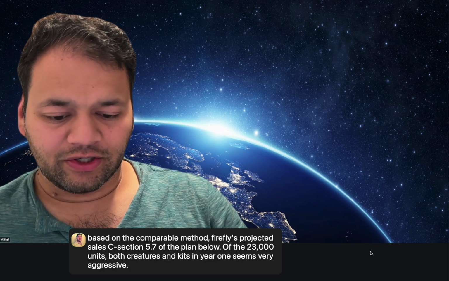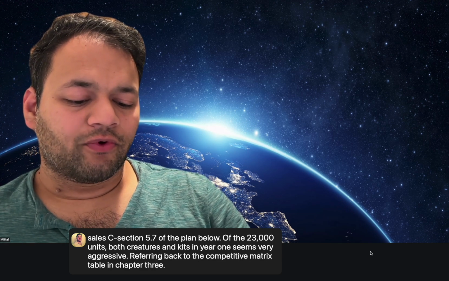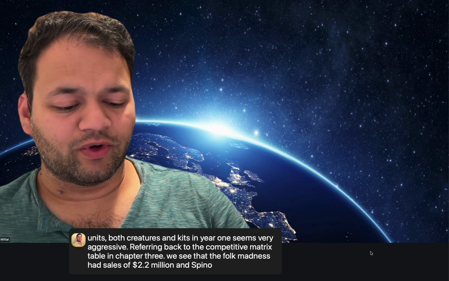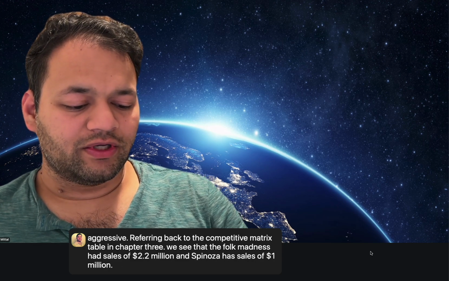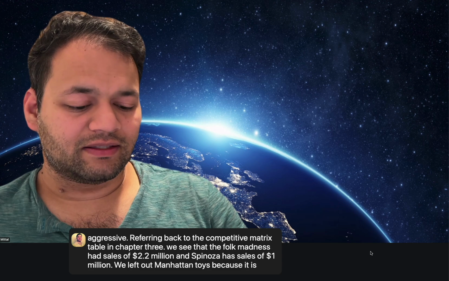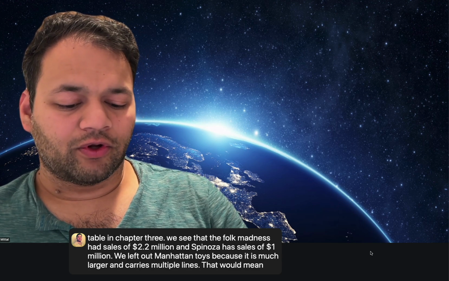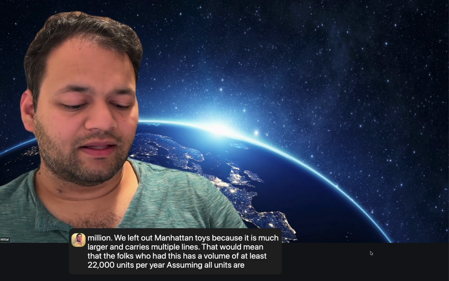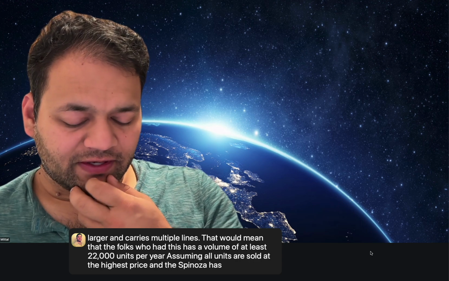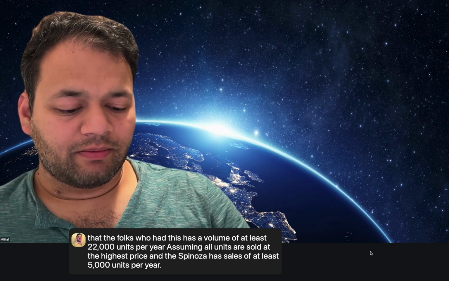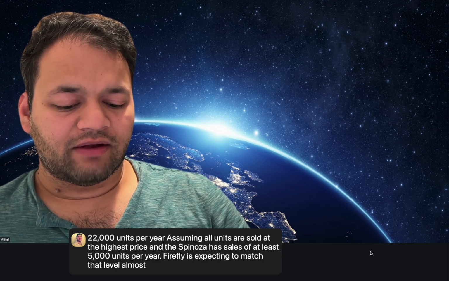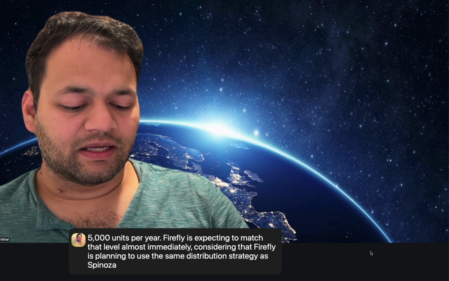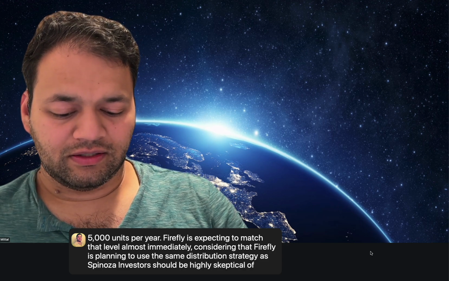Referring back to the competitive matrix table in Chapter 3, we see that Folkmanis had sales of $2.2 million and Spinoza has sales of $1 million. We left out Manhattan Toys because it is much larger and carries multiple lines. That would mean that Folkmanis has a volume of at least 22,000 units per year, assuming all units are sold at the highest price, and Spinoza has sales of at least 5,000 units per year. Firefly is expecting to match that level almost immediately. Considering that Firefly is planning to use the same distribution strategy as Spinoza, investors should be highly skeptical of Firefly's predictions.